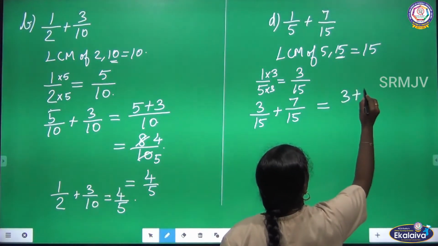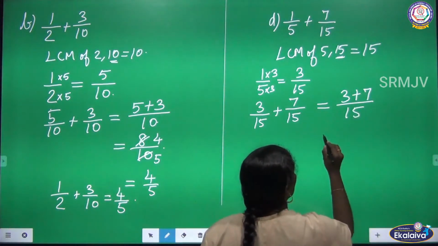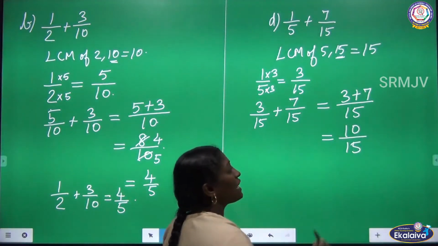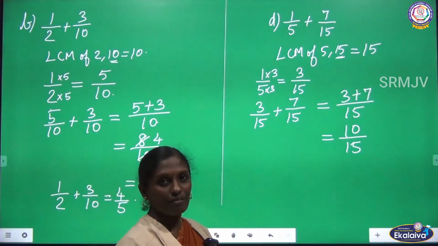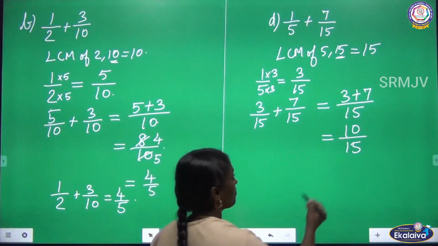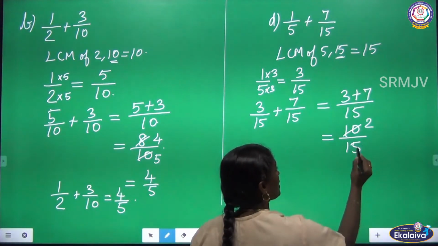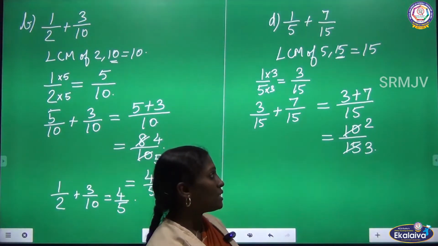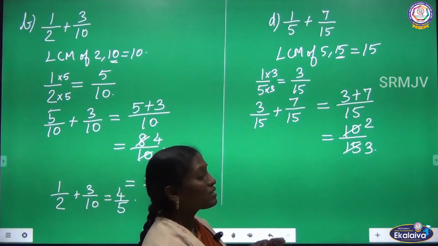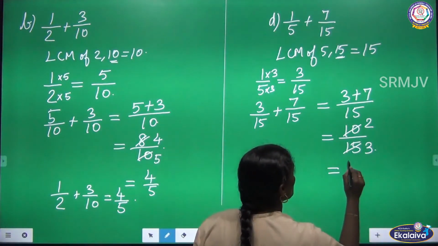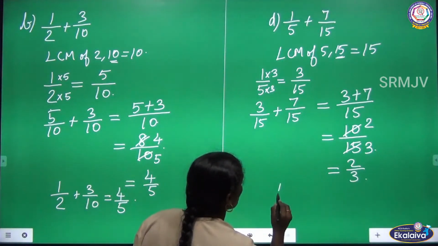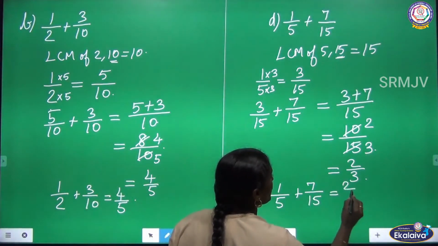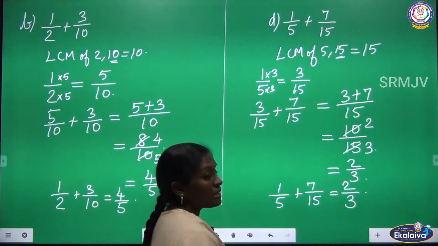3 plus 7 by 15. 3 plus 7, that is 10. 10 by 15. Here 10 and 15 are divisible by 5. So we can reduce the fraction by 5. Okay, in the 5 table 2 times 10, in the 5 table 3 times 15. Here 2 by 3. 2 and 3 are prime numbers, so this is the lowest term. Okay, so 2 by 3 is the answer. So 1 by 5 plus 7 by 15 is equal to 2 by 3. Is it clear, children?